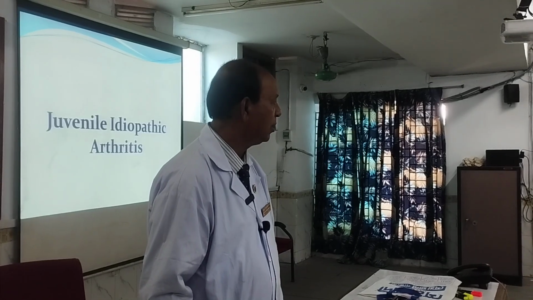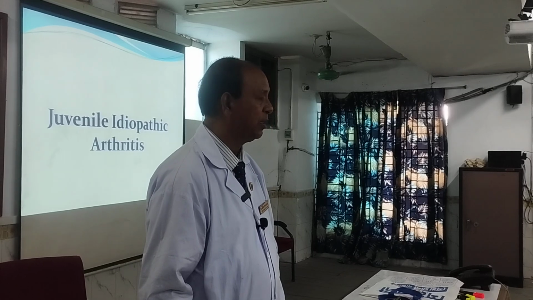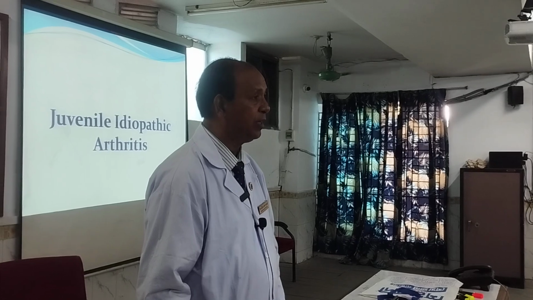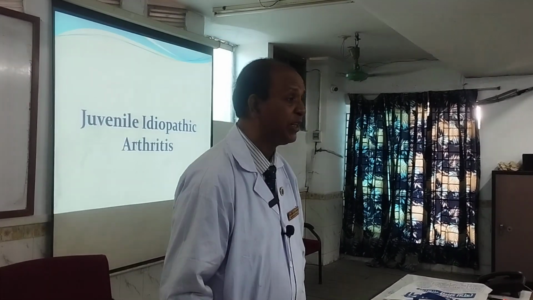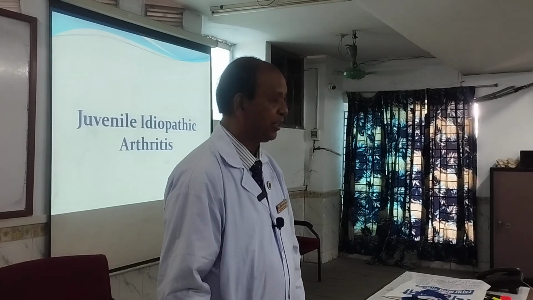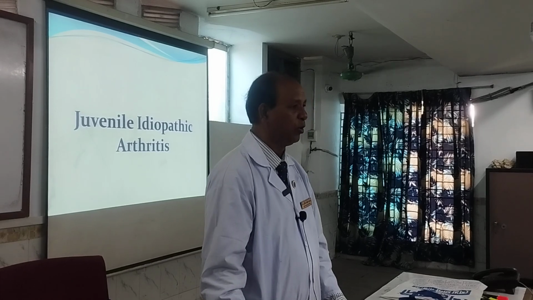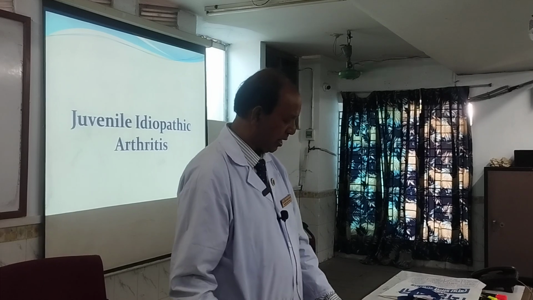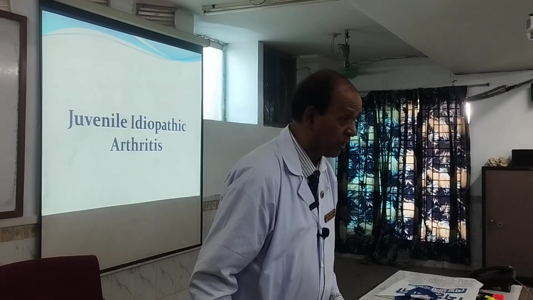Good morning to all. Today I would like to discuss one very important topic, that is arthritis. Arthritis may be juvenile idiopathic arthritis or osteoarthritis. In adult medicine it is called osteoarthritis, but in the pediatric age group it is called juvenile idiopathic arthritis. You should know it is a common rheumatic disease of children and one of the most important chronic illnesses of childhood. Remember this one.